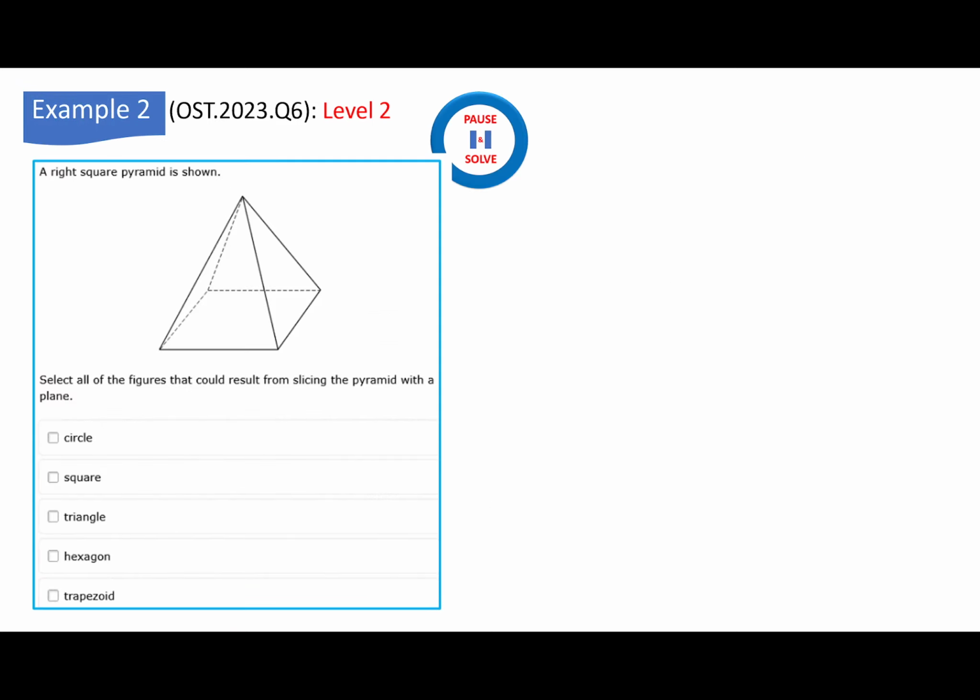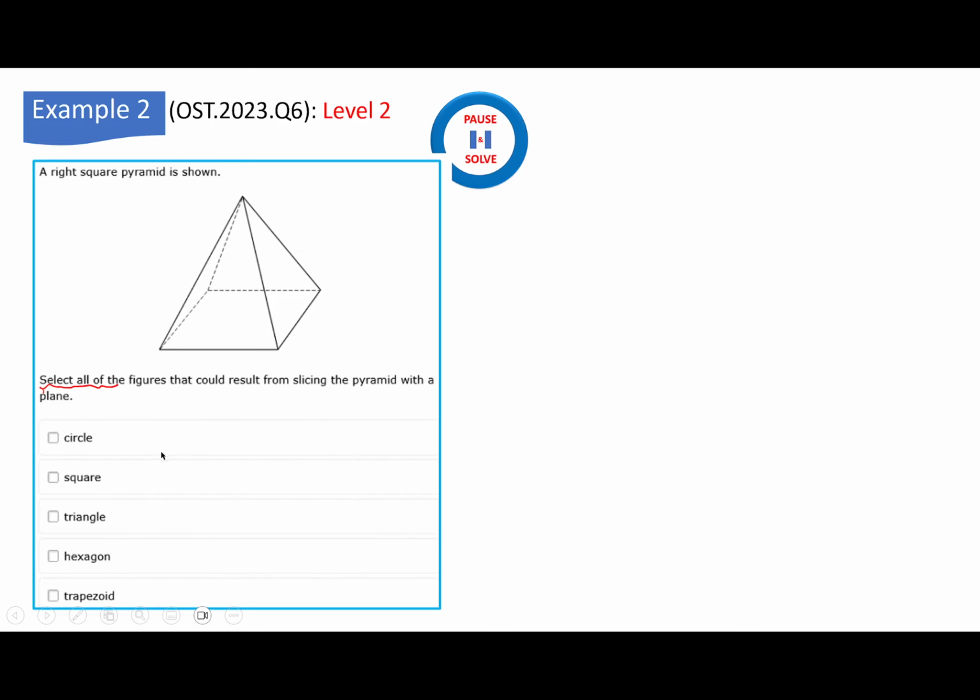Example 2. A right square pyramid is shown. So the bottom is a square. Select all of the figures that could result from slicing the pyramid with a plane. When you see the words select all, expect that there is more than one answer. Obviously, if you look at circle, you would never get a circle when you slice this anyway.